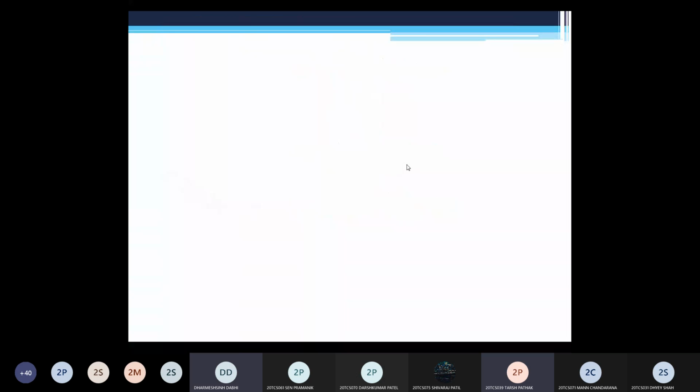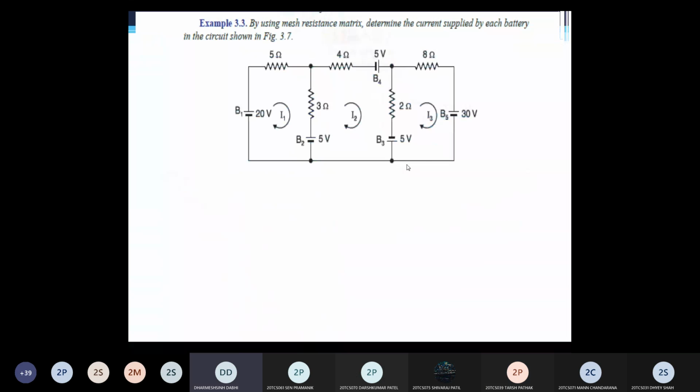But what is your first step? Using mesh analysis, you identify the meshes and give the direction of the mesh current. So here we give the clockwise direction for all the meshes. Here I take the clockwise direction for mesh 3. That's why I get the negative sign. Clear? If you take the anti-clockwise direction, you get the positive sign.